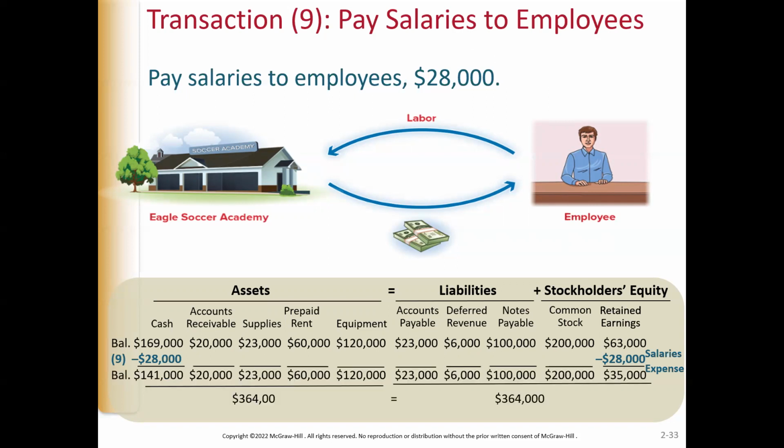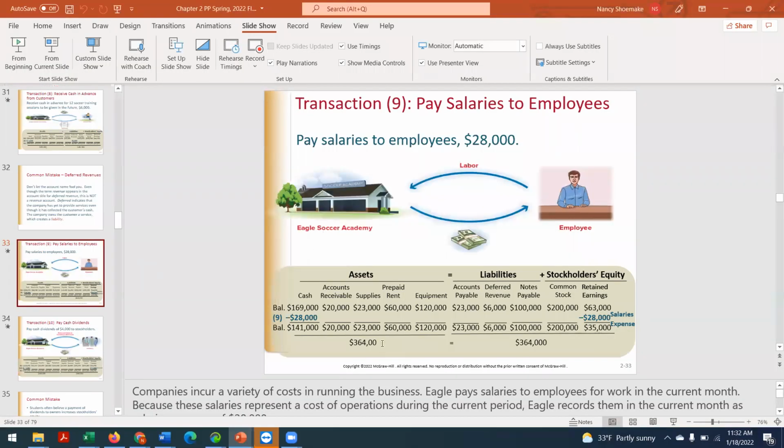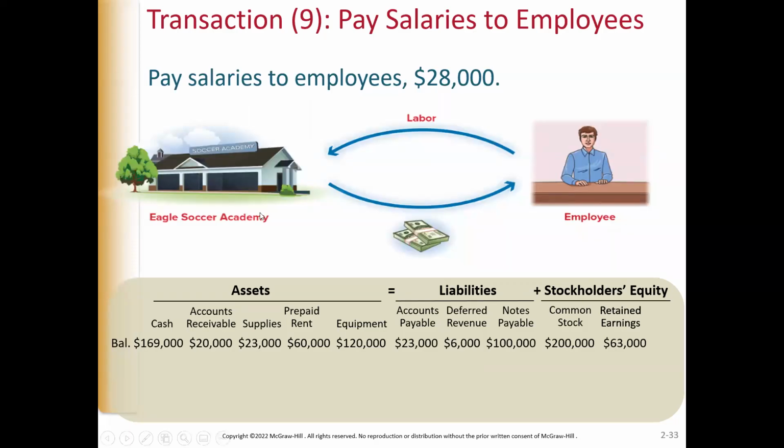Okay, but do we still balance? Yes. Our assets of 364,000 still equal our liabilities plus our stockholders' equity. I just want to stick in another zero here. I saw that was missing. Okay. Sorry about that. Okay.